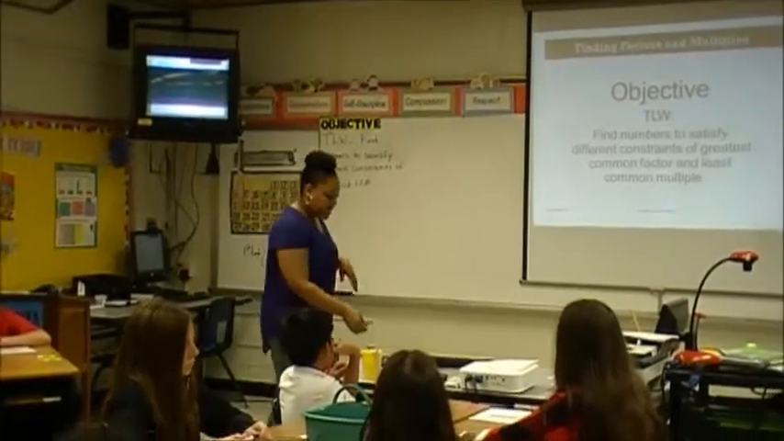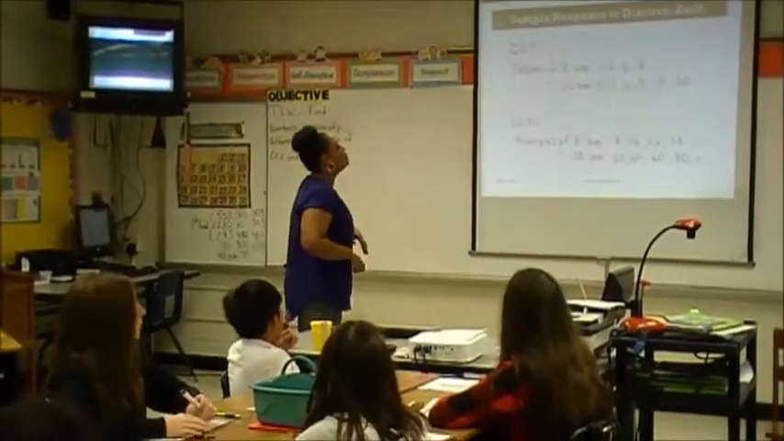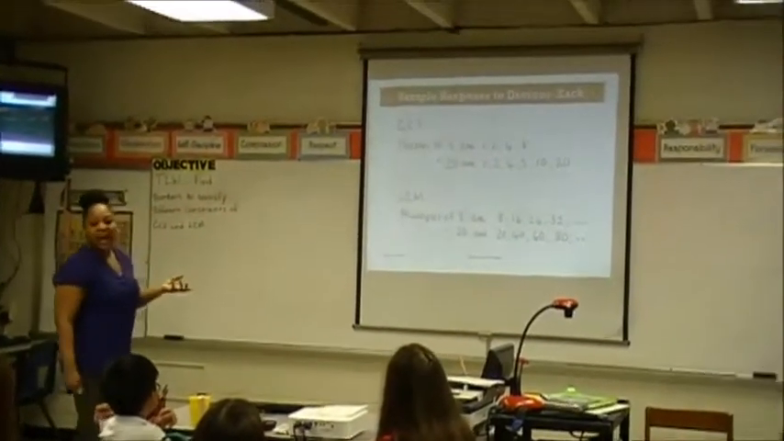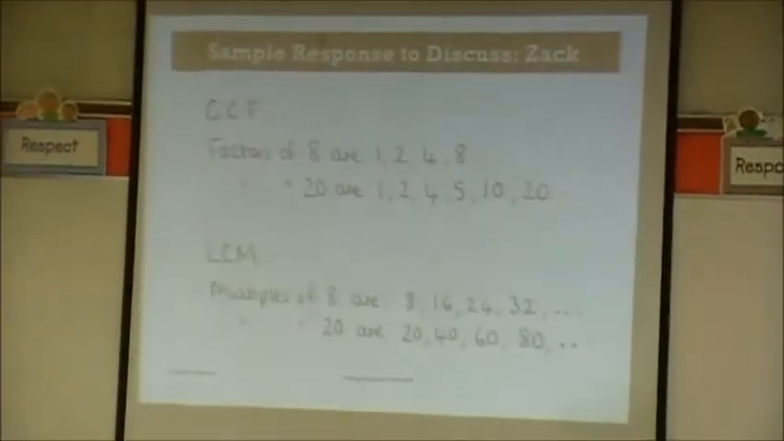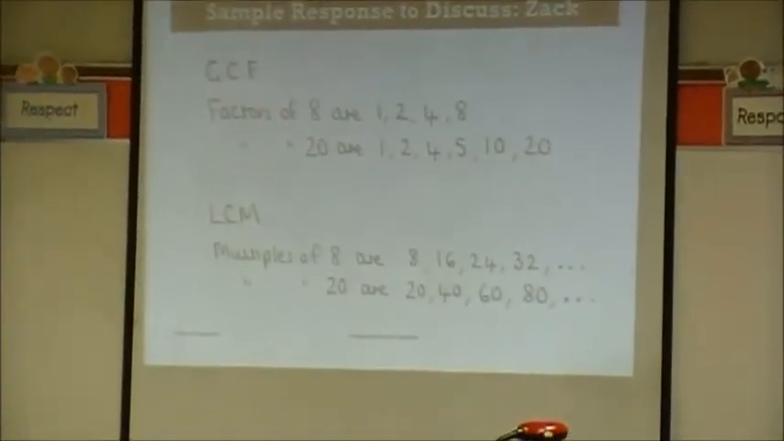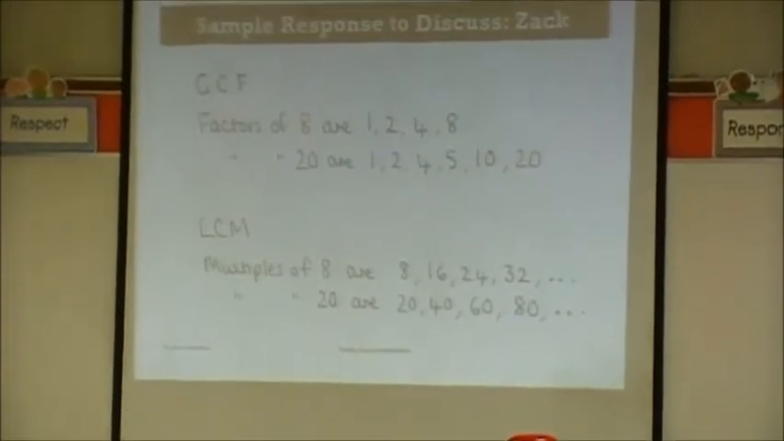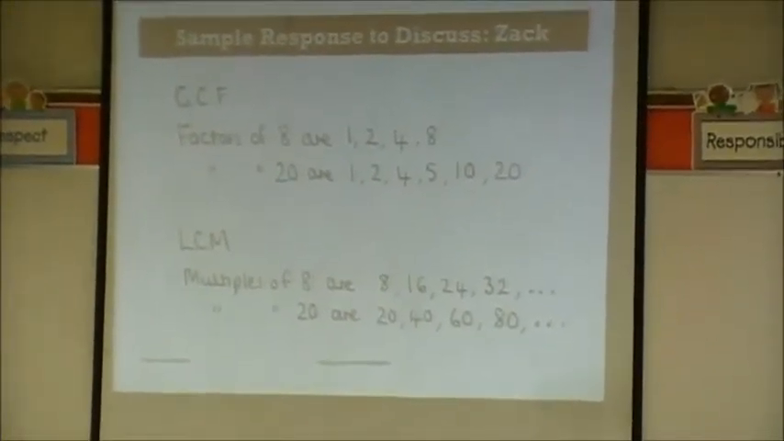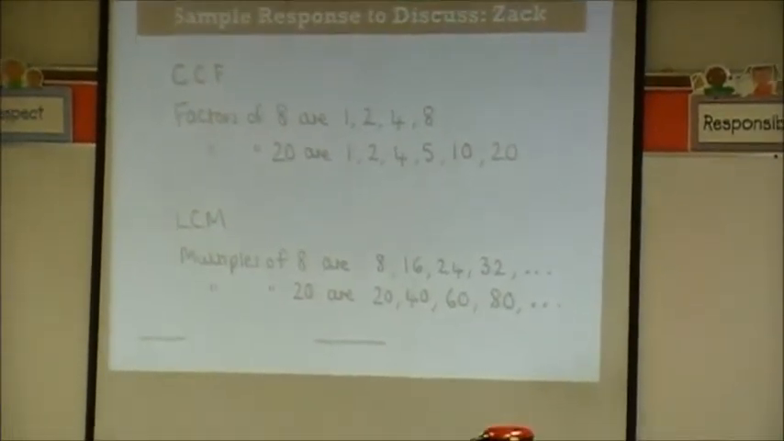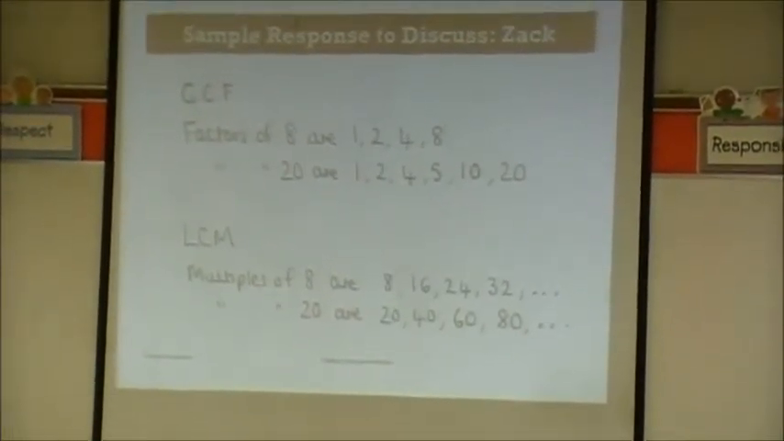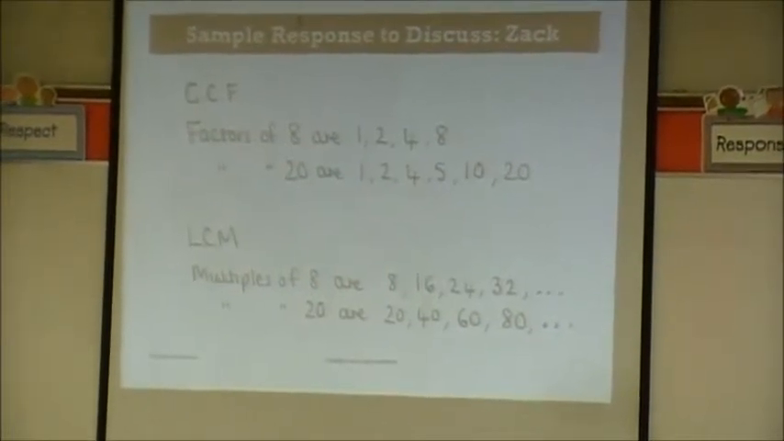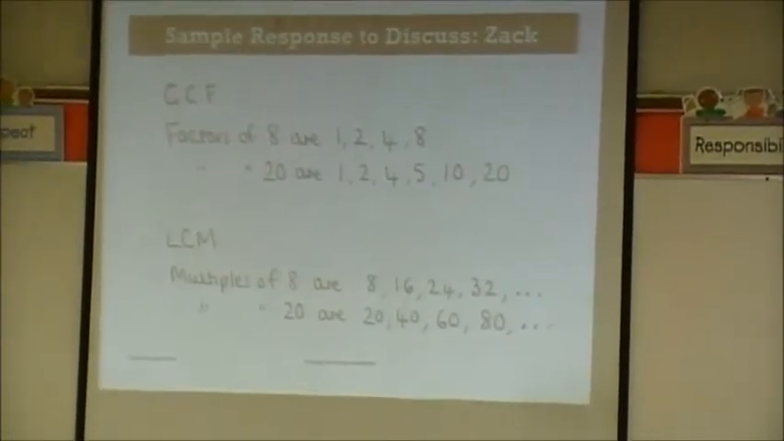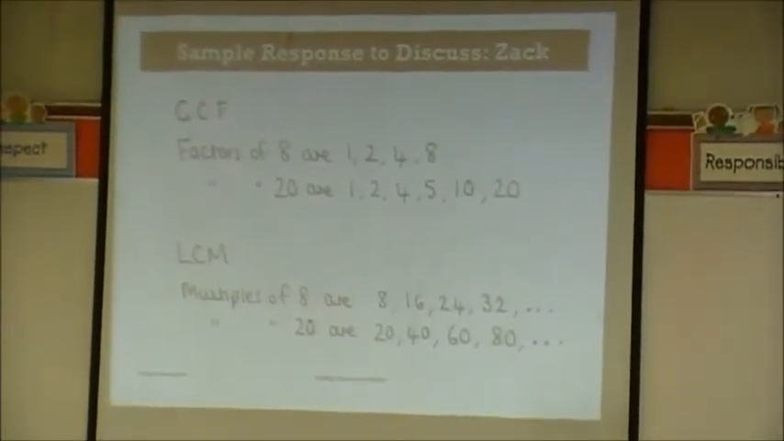All right, let's take a look at some student work here. All right, here we have Zach. Zach found the GCF of 8 and 20. How did Zach do that? Let's take a look at Zach's work to find the GCF. What did he do there? Zach. He listed the factors from smallest to biggest. Okay, he listed the factors from smallest to largest.